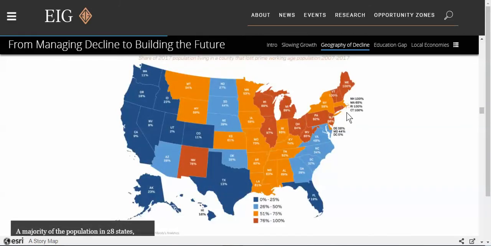Now here we have a different map, and this is looking at, again, the period 2007 to 2017. You can see that right here. And what this is looking at is the share of the 2017 population living in a county that lost prime working age population. And so what they're saying here is that in the state of Illinois, as an example, 97% of the population in a given county lived where there was a loss in prime working age population. So counties that experience loss. Most of Illinois' population experienced that.